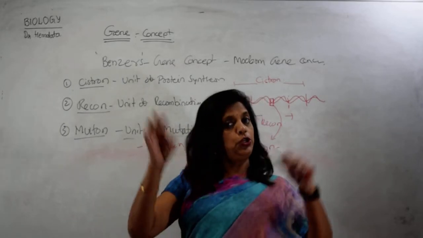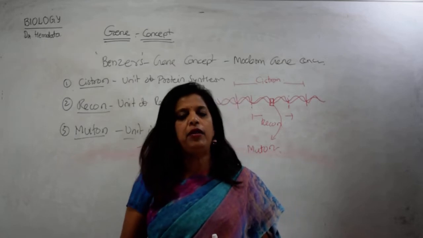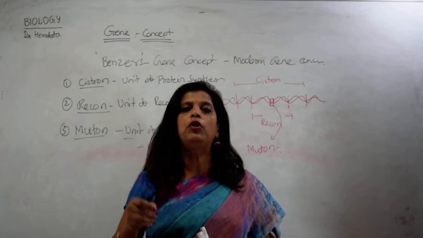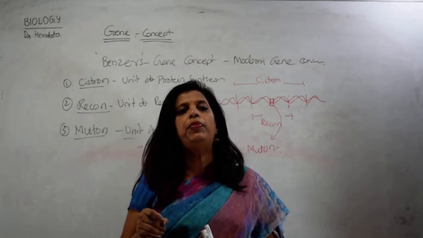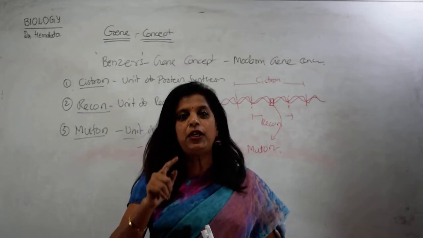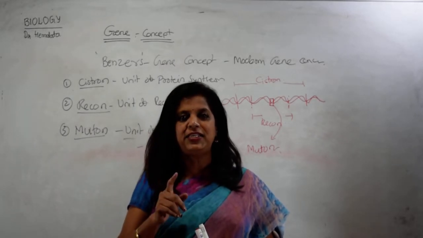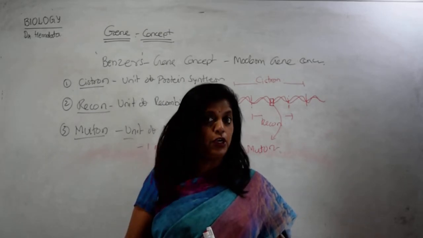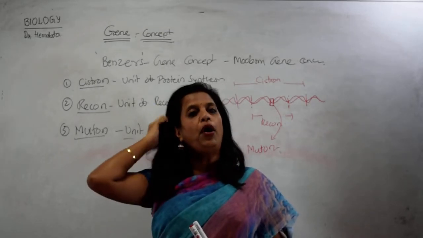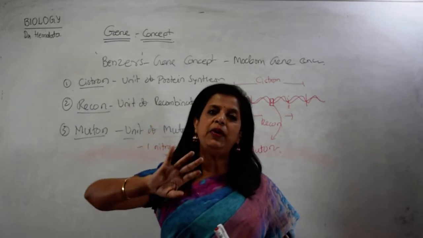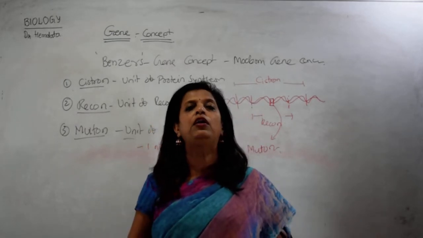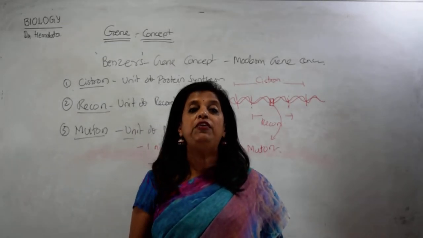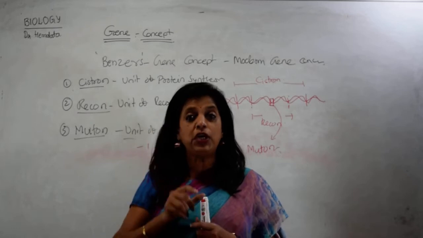Then a gene can be still smaller than a recon. It can be called a muton. Muton is a unit of DNA that brings about mutation. Mutation happens by a change in a single nitrogen base also, as seen in sickle cell anemia, and some more other diseases. They are called mutational disorders. They cause point mutation, where a change in one nitrogen base will result in a big defect. That is sickle cell anemia, where they suffer from defective RBCs, and the RBC becomes sickle shaped.